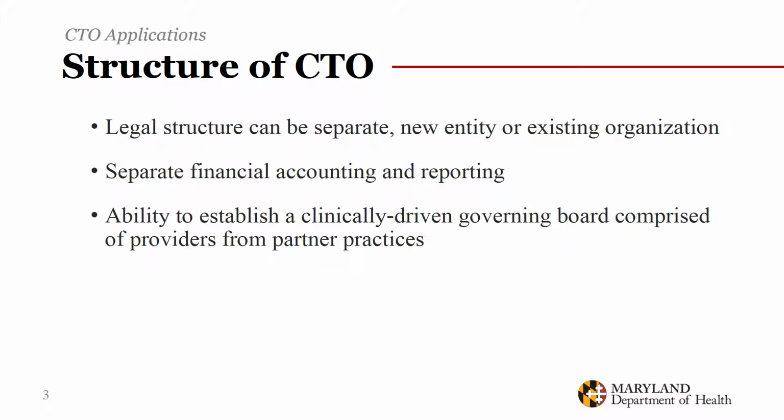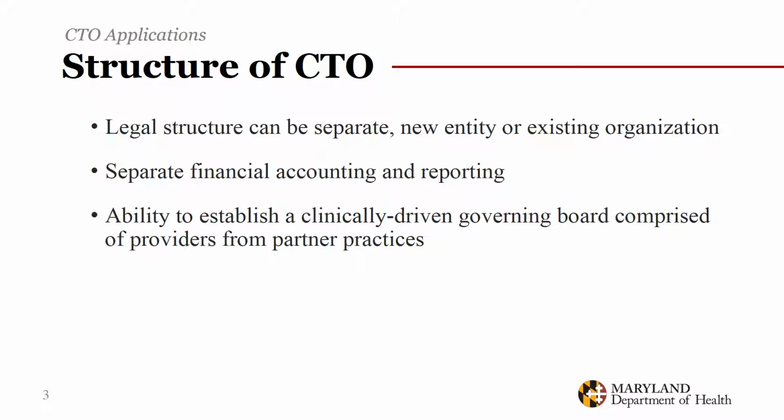Here are the requirements for setting up your CTO. The legal structure of the CTO could be a subsidiary of an existing organization, it could be a brand new organization, or it could be the organization that's already in existence. So for example, a hospital or ACO or health plan or a clinically integrated network could operate as the CTO. It could set up a subsidiary or a separate organization, or you could have a brand new organization doing this.